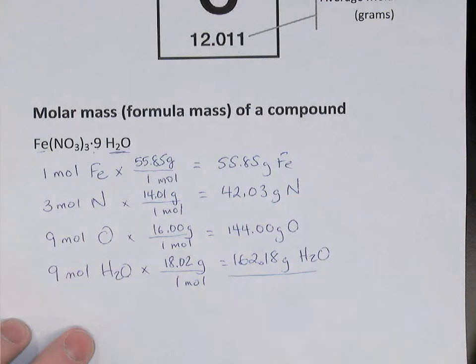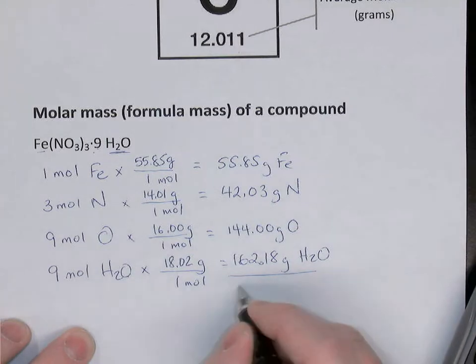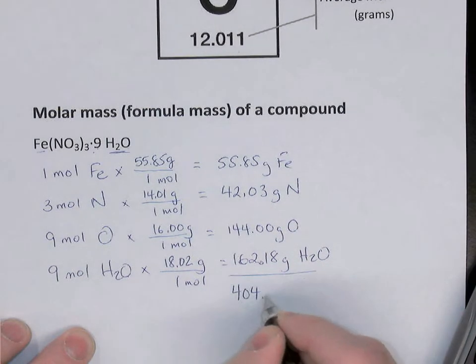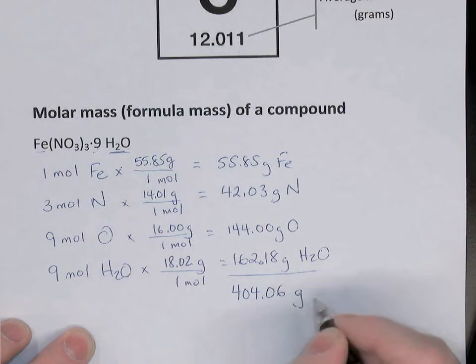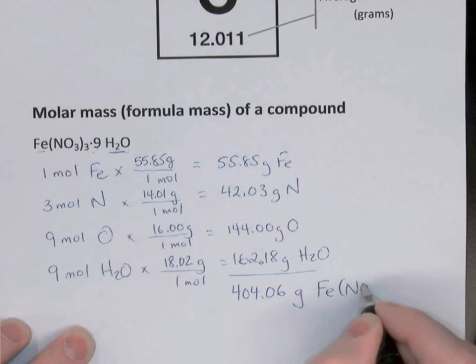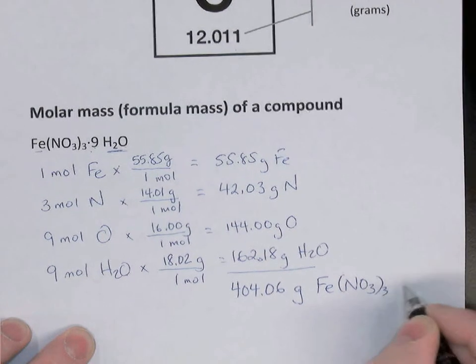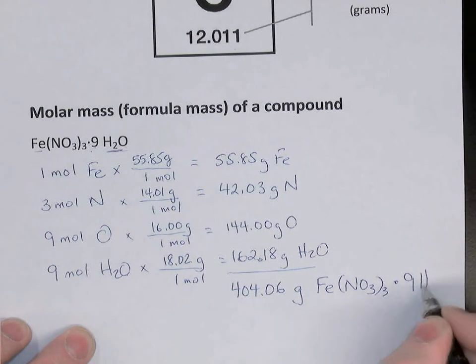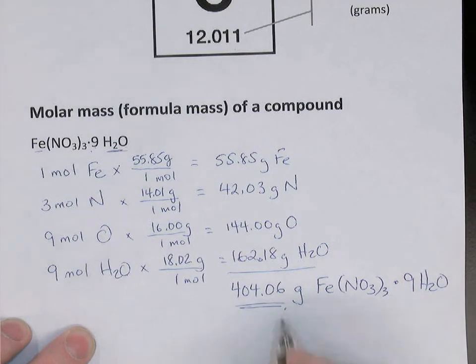So in 1 mole of the salt, we have these masses of elements and of water. So now we can simply add them up: 55.85 plus 42.03 plus 144 plus 162.18, and we get 404.06 grams, and that's the molar mass of our compound. 1 mole of this salt would have a mass of just over 400 grams.